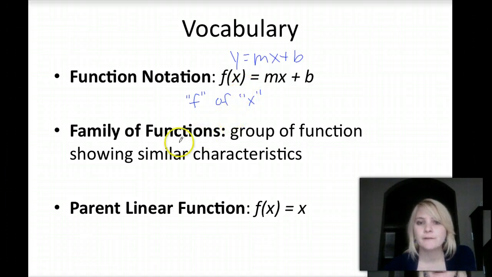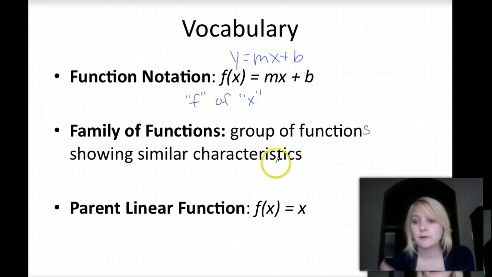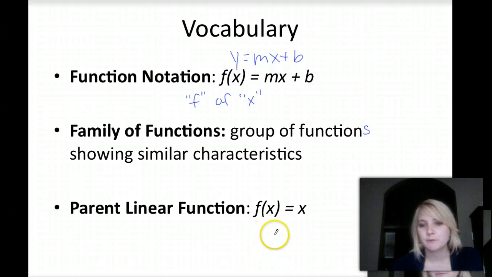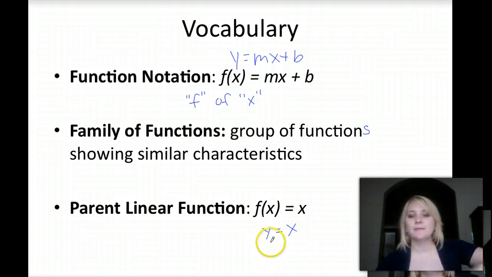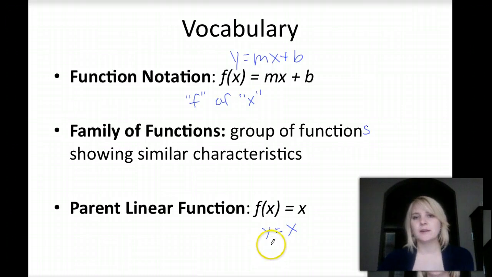Our next vocab word is family of functions. It's a group of functions showing similar characteristics. And today, for a good bit of time, we're just going to be looking at linear functions. And the parent linear function we're going to be taking a look at is f of x equals x. Now, keep in mind, f of x is just a fancy way of saying y. So the parent linear function is y equals x, but we'll say it is f of x equals x.